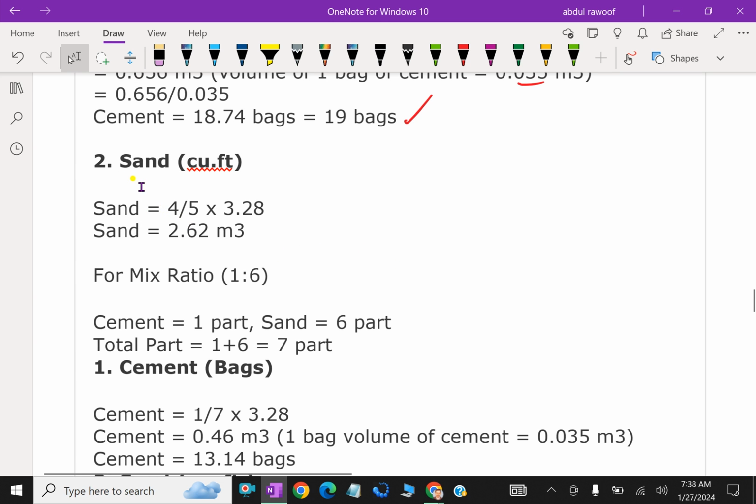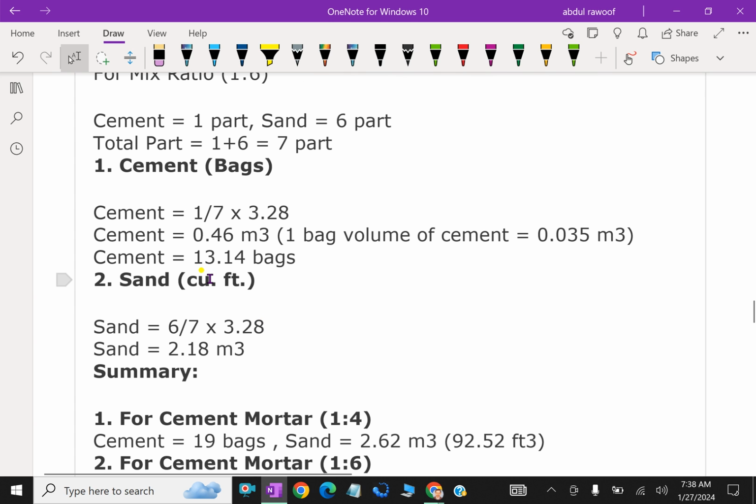Now, the volume of sand we need. Sand is 4 over 5 into the mortar volume, 3.28. Multiplying gives 2.62 meter cube. For this mix, this much sand volume is required. Suppose the mix ratio is different, then you have to calculate accordingly.